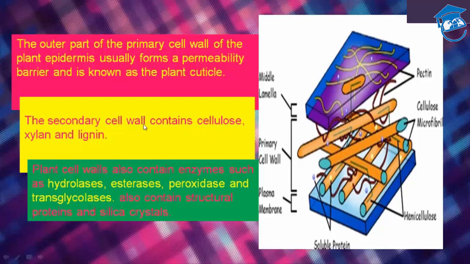Cellulose, hemicellulose, xylem and lignin. These are the components of the secondary cell wall. The plant cell wall also contains enzymes like hydrolases, esterases, peroxidases and transglycosylases, and it also contains structural proteins and silica crystals.